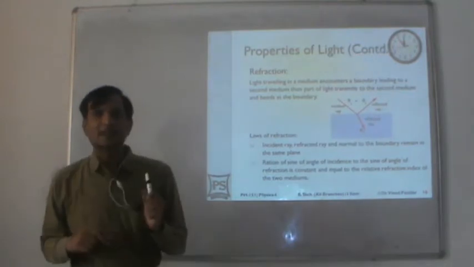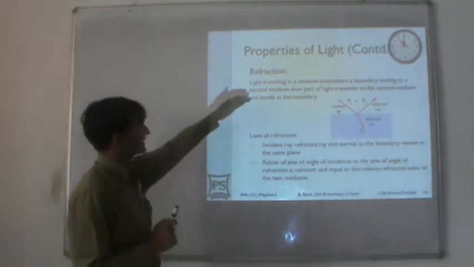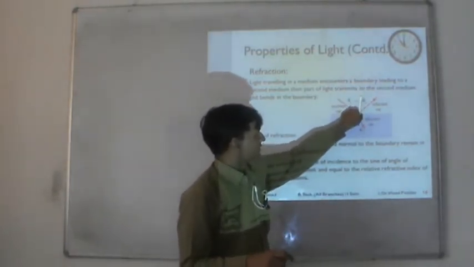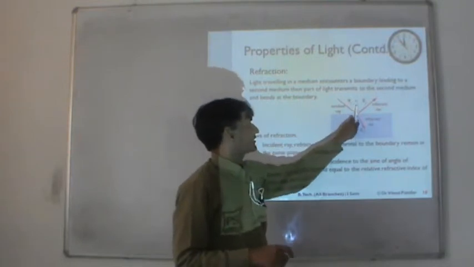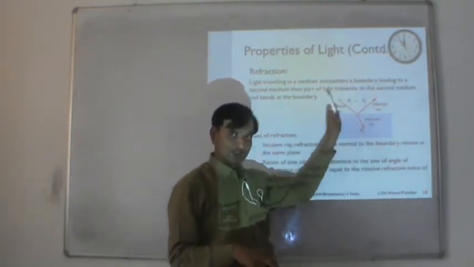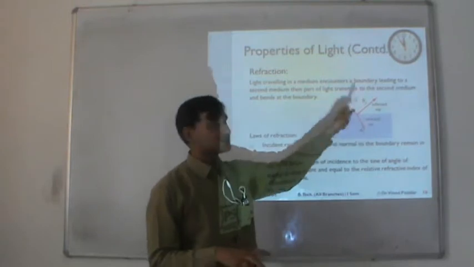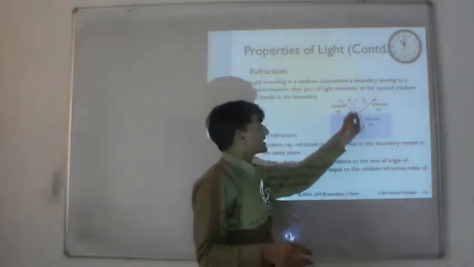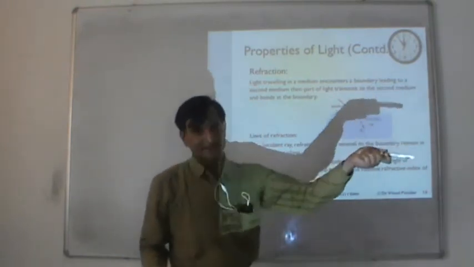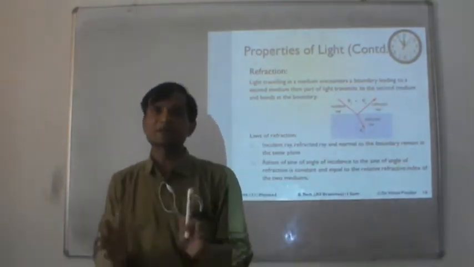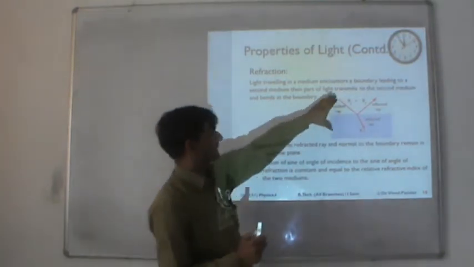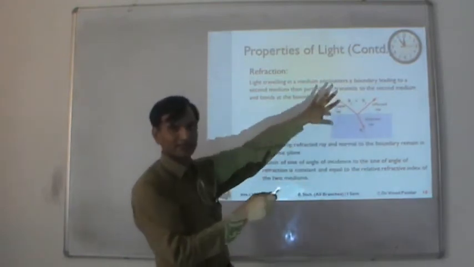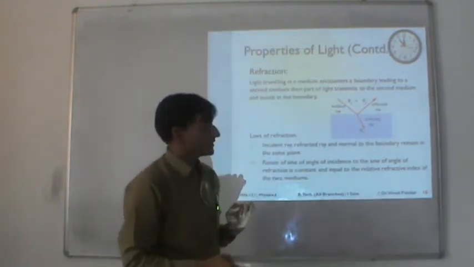Now again, there are certain laws which are always followed by this phenomenon. Again, we have a normal to the surface. In this case the incident ray, the normal and the refracted ray which is going to the second medium all remain in the same plane. So you can say that the incident ray, normal to the surface, reflected ray and refracted ray all remain in the same plane. They don't change plane, or they don't go out of the blackboard. If I consider my blackboard or whiteboard as a plane, then they don't go out of the plane in any case.